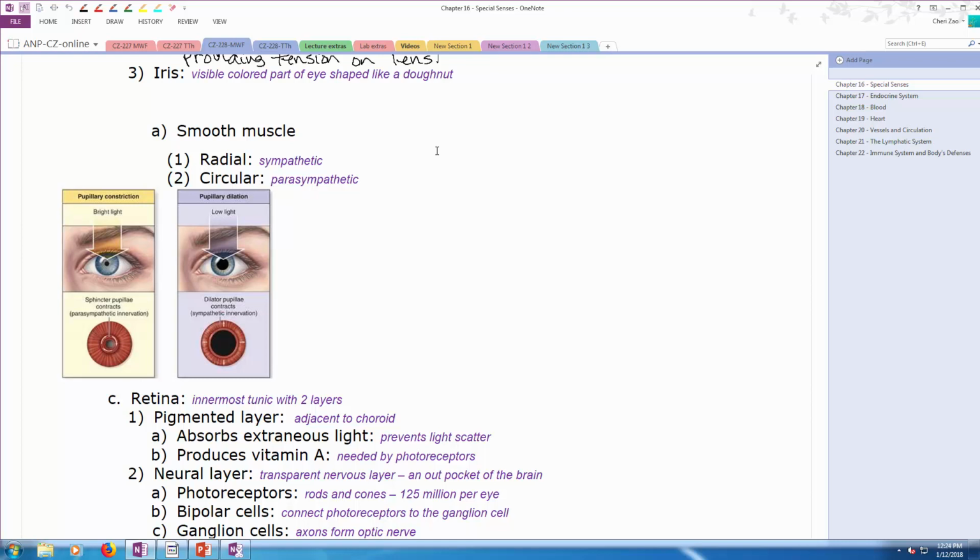The iris, still part of our choroid or our vascular tunic or uvea. It is the visible colored portion of the eye. When we say what color are your eyes, it's shaped like a donut because it has a hole in the middle that we call the pupil. The color of the iris is related to the amount of dark brown pigment within it.